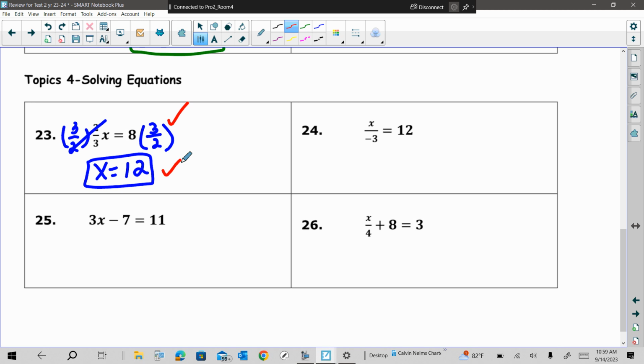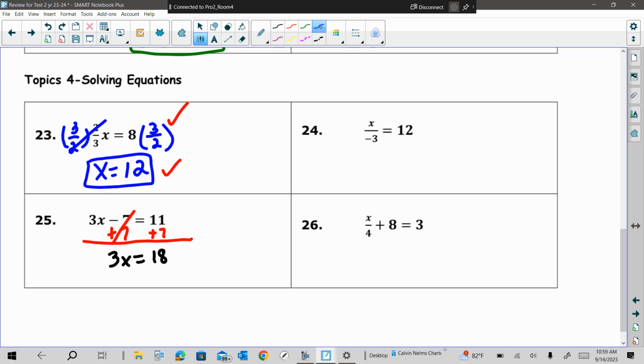On 25, which term is the constants? -7. Yeah, the -7 and the 11. So we have to undo this -7. So +7 on both sides. Now, yes, 3x equals 18 is what we show as the next step. So I need to see the line and then what it simplifies to.